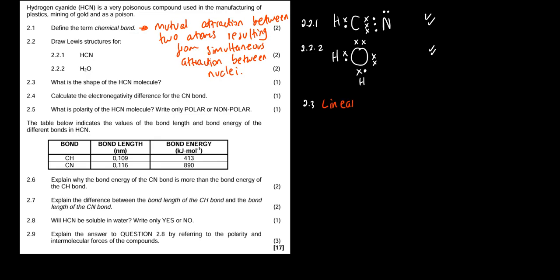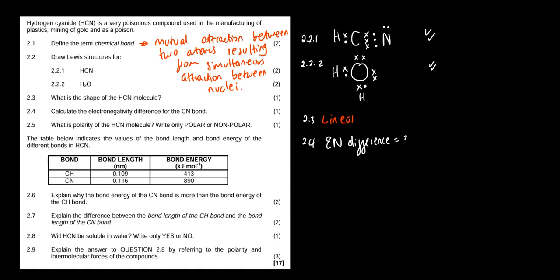And then 2.4, the electronegativity difference for the CH bond, meaning for this bond, what is the electronegativity difference? The EN difference, guys, simply means you must take the higher electronegativity minus the lower one, isn't it? So for carbon, what is the electronegativity? And then for hydrogen, what is that? Carbon is 3,0. So we say 3,0 minus 2,5. So our answer becomes 0,5.